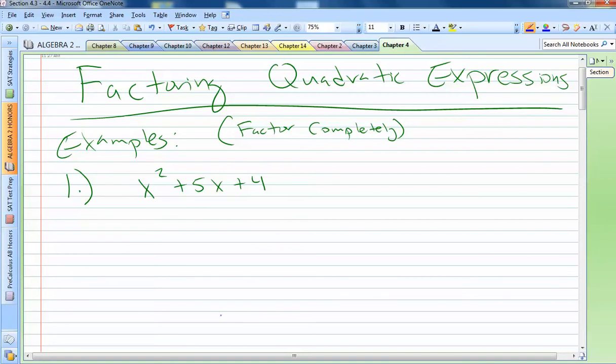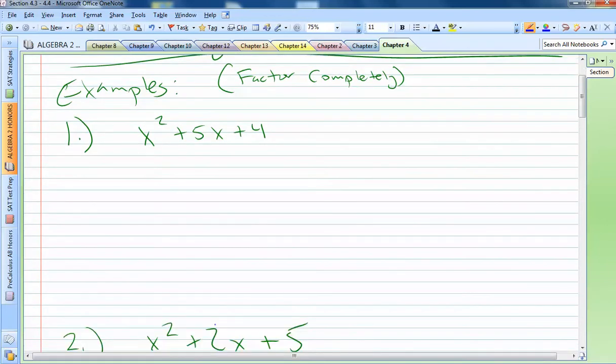So let's start with example 1. X squared plus 5x plus 4. One way you could factor is to use trial and error. The way that would work is you would figure, okay, two things have to multiply to x squared, two things have to multiply to 4, and then when you FOIL it, you hope that you get back to x squared plus 5x plus 4. For example, I could say, okay, let's have x and x, maybe plus 2 and plus 2.